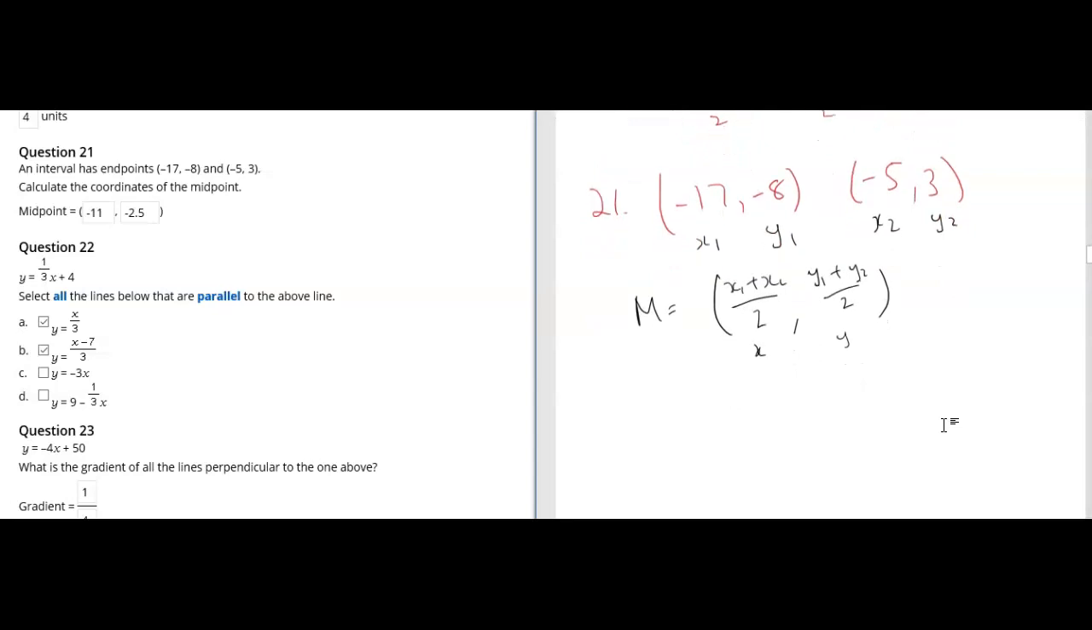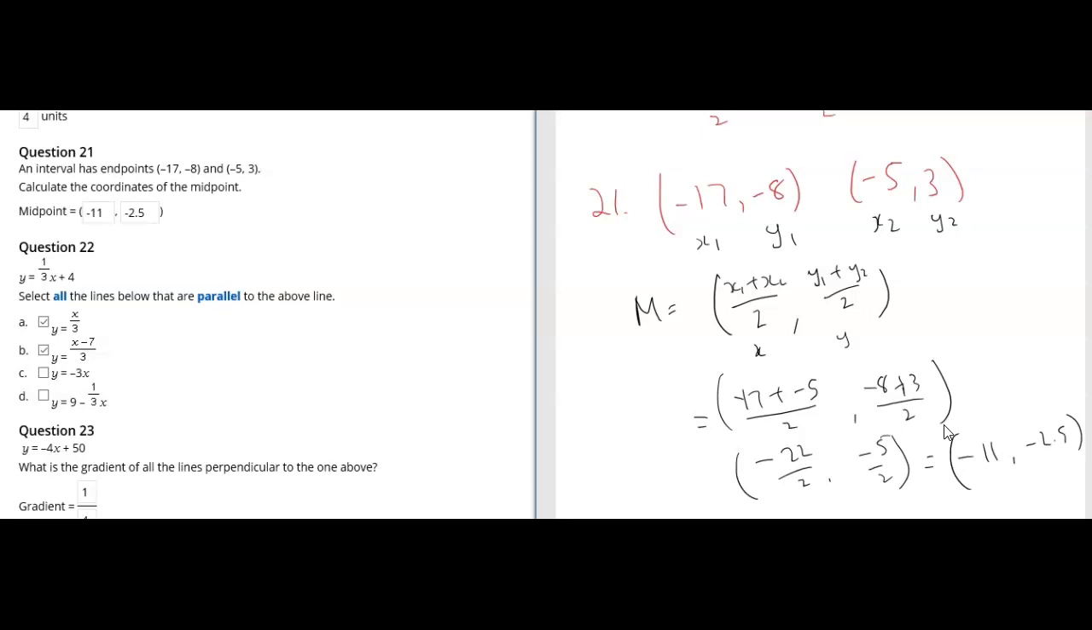for your midpoint. All right, so I'm going to substitute the x1, x2 in. So negative 17 plus negative 5 over 2. And y1 is negative 8 plus 3 over 2. So negative 17 minus 5 is negative 22. And then we've got negative 8 plus 3 is negative 5 over 2. So your answer is going to be negative 11 and negative 2.5. And you can see that on the sheet over here.